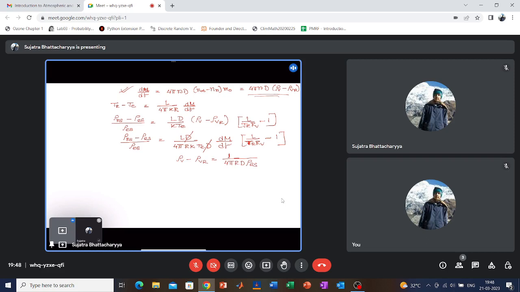Now further we can write, if we give a rho ES, this rho V minus rho VR is this one. So 1 by 4 pi RD dm dt, and divided by rho ES will give this. So this is the first expression, this is the second expression. And we also have this dm dt.